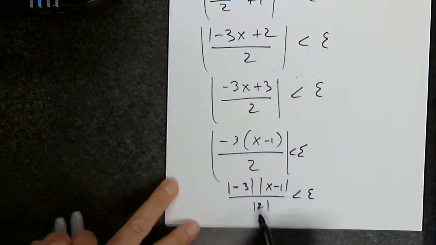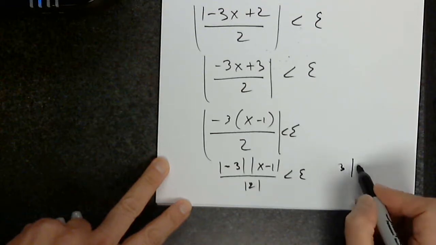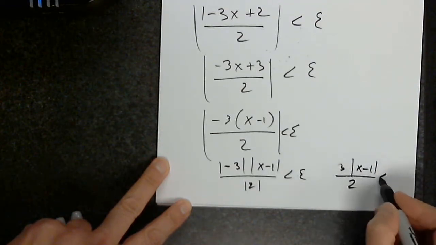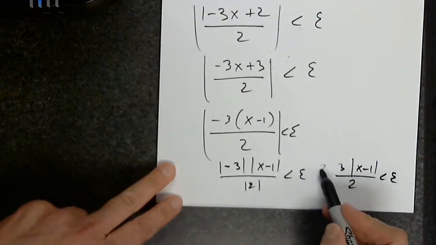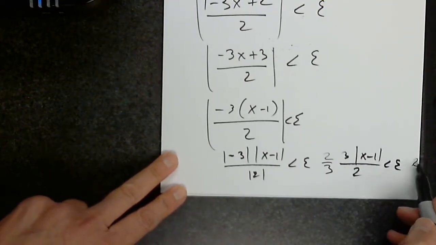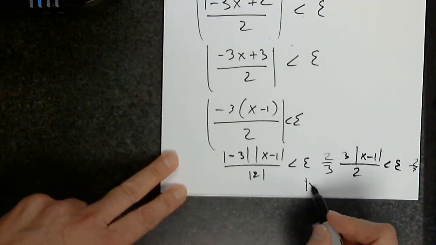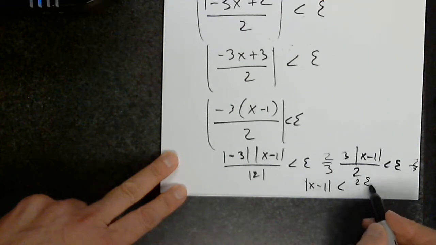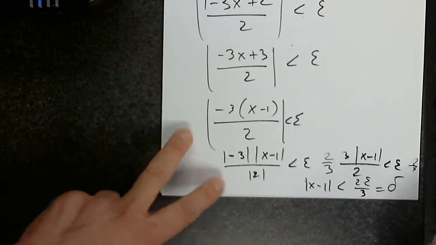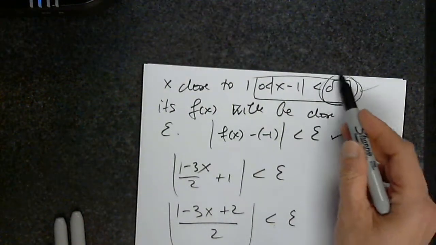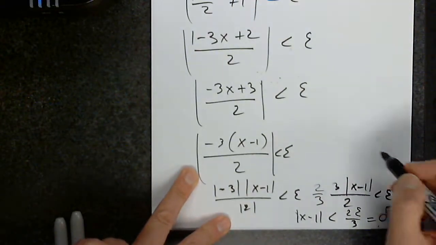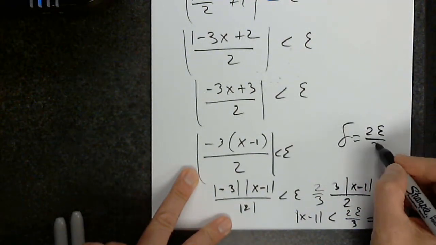But this is 3 and this is 2. So now I have 3 times the absolute value of x minus 1, over 2, less than epsilon. I multiply both sides by 2/3, and then I get the absolute value of x minus 1 is less than 2 epsilon over 3, which is nothing else but delta. So I found that delta equals 2 epsilon over 3.